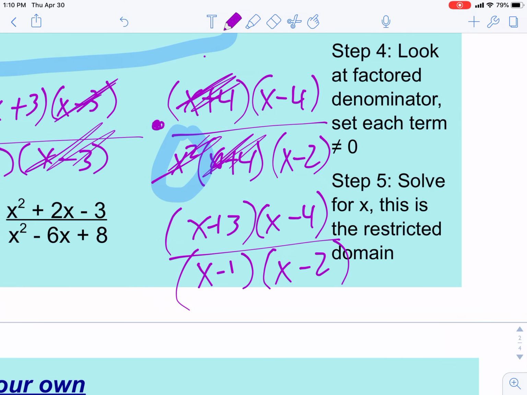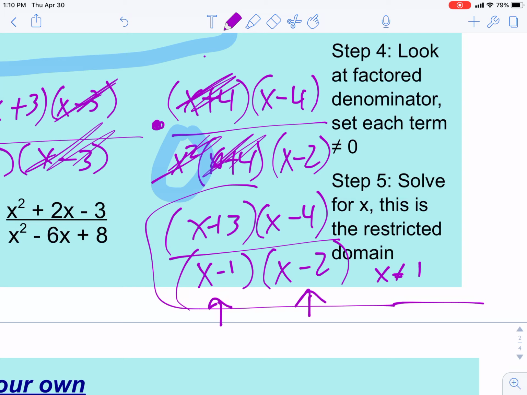Now, what are the 2 things that make my bottom equal to 0? Well, this factor right here can't be 1. This factor right here can't be 2. So this is the final answer, except for x can't be 1 and x can't be 2.